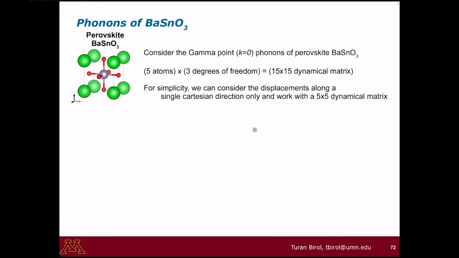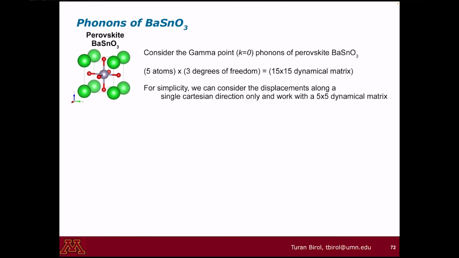Now, if I want to calculate just the zero wave vector, also known as gamma phonons of barium stannate, these would be the phonons which have the same periodicity as the crystal structure itself. So I can calculate these using just one unit cell without building a supercell. I will end up with a 15 by 15 dynamical matrix because I have 5 atoms and each atom can be displaced along x, y, z separately, which gives me 15 degrees of freedom.